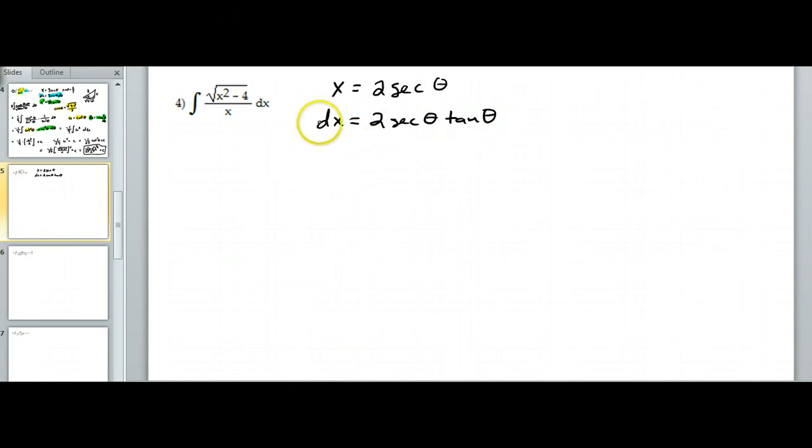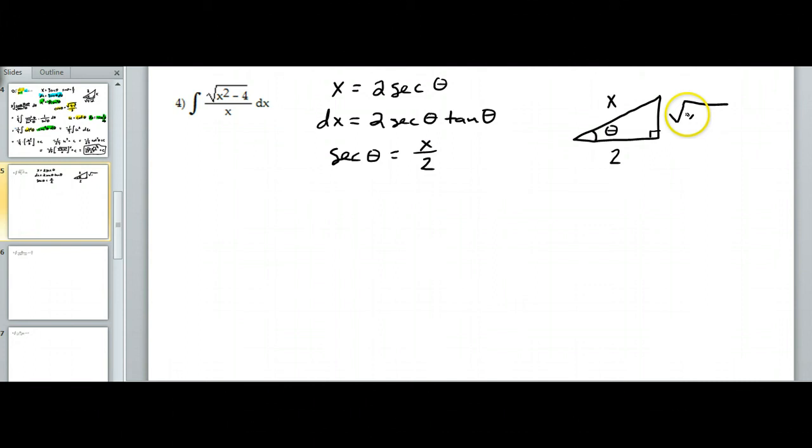Also, if we isolate the secant, it means that secant theta is equal to, divide both sides by 2, x over 2. So if I make my right triangle here, here's theta, there's my right angle. Secant is hypotenuse over the adjacent side, so there's 2. That leaves the opposite side to be the square root of x squared minus 4, using the Pythagorean theorem.